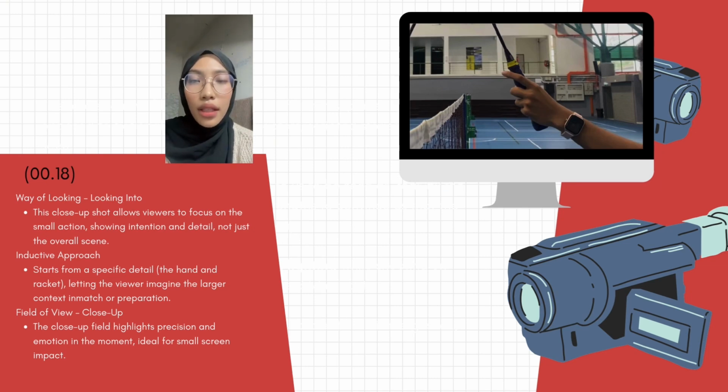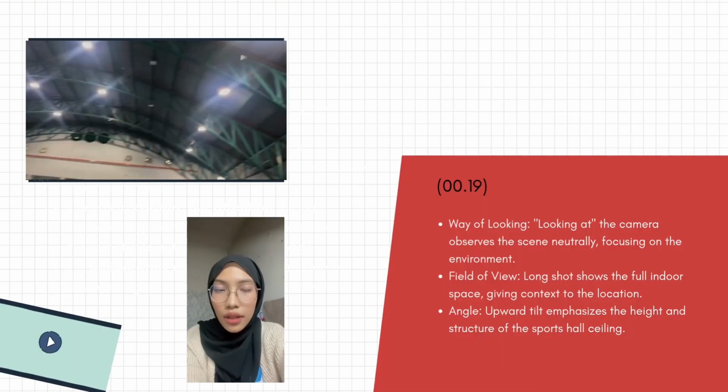This part uses a close-up focused on the racket and the hand. It's a looking into approach showing detail and intention. It also reflects the inductive style, starting from this action to let us imagine the full scene. This part shows the rooftop of the badminton hall. It uses a looking at approach, just showing the environment clearly. The long shot captures the full structure and the camera is angled upward to highlight the rooftop design.